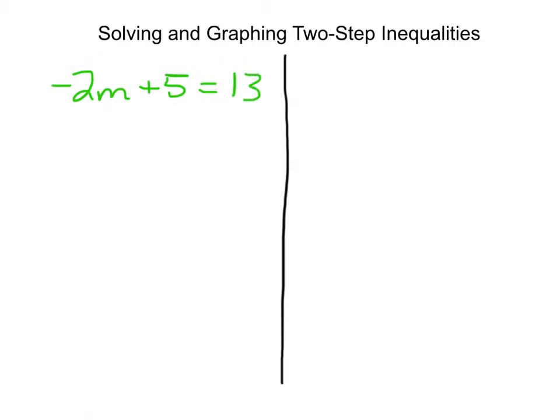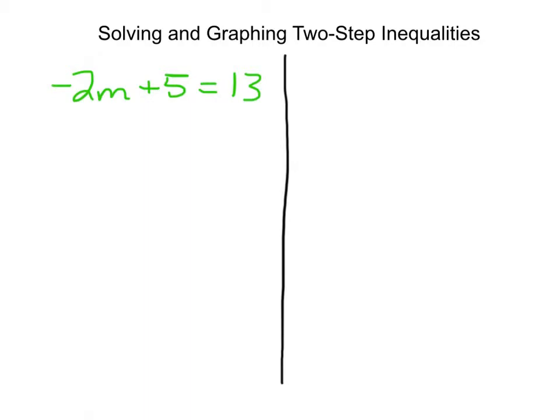The biggest difference, aside from the 5 being positive and 13 not being 7, the difference that I want to highlight for you is that the coefficient of m in this case is a negative number. And that doesn't mean anything for equations. We solve them identically whether there's a positive or negative coefficient, but remember that it does change the inequality. So let's go ahead and look at the equation.